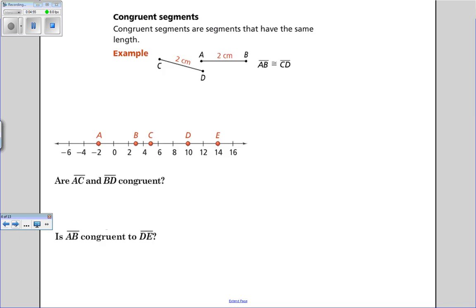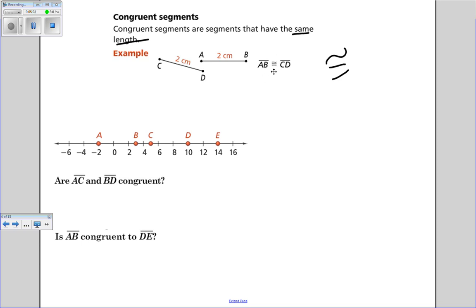All right, let's look at our next concept. It's called congruent segments. Congruent segments mean they have to have the same length. So we've got 2 centimeters here, we've got 2 centimeters here. That means that they have the same length, so they are congruent. Now notice your congruent symbol has that lovely little swirly on top. I call it a squiggly. So, a good squiggly.